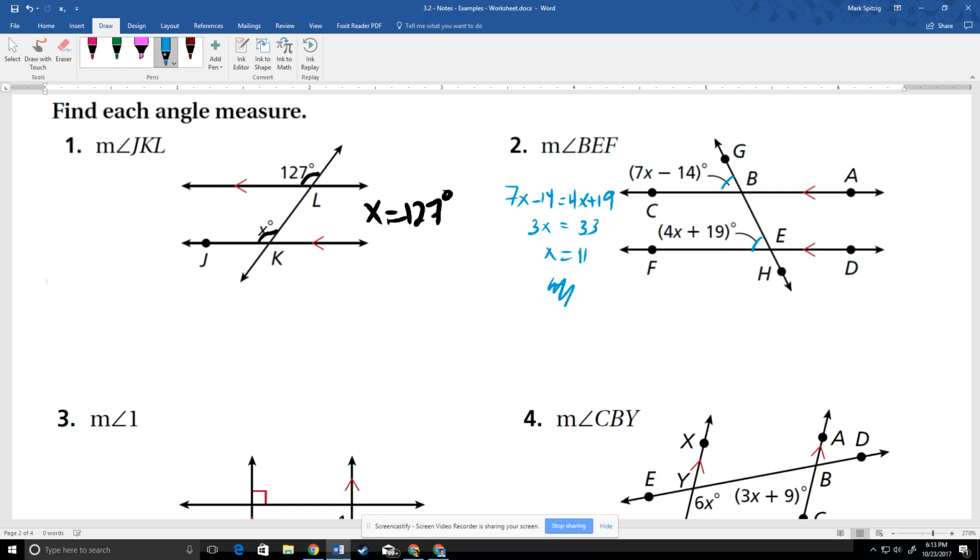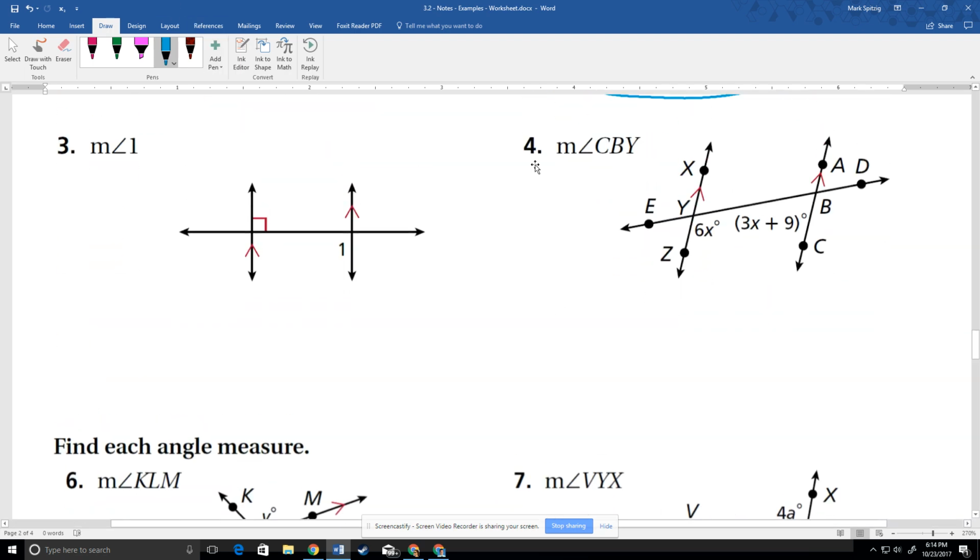All right, now that's not what we're looking for. We're not done yet. We got to make sure we plug it back in. So we're trying to find that angle. Now, either one would be fine because they're congruent, but we'll plug it back in. 4 times 11 plus 19 is what I meant. So we get 44 plus 19, so we get 63. So 63 degrees is the measure of angle BEF. All right, not so bad. Do a little circle action. Bam.